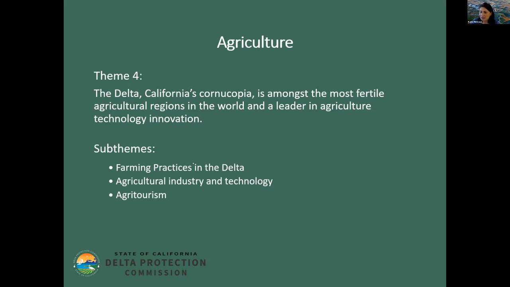But also it shows the prominence of the Delta and its contributions to the greater United States and the world, for the contributions for food production, but also for technology.